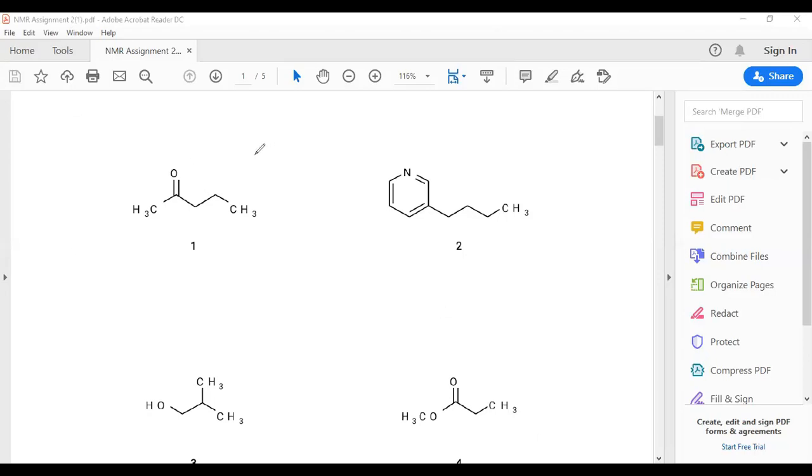So the first thing we want to do is figure out the number of signals for number one. What do you think? 4. 1, 2, 3, 4. I agree with that. There's no symmetry, so all of your protons are going to be non-equivalent.